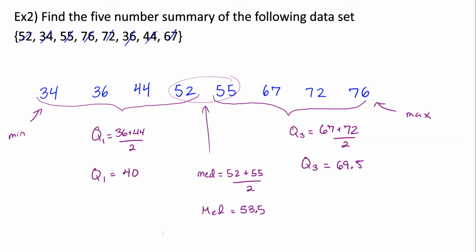Now if we wanted to write out our full answer, we would have a minimum 34, Q1 is 40, median is 53.5, Q3 is 69.5, and our max 76.